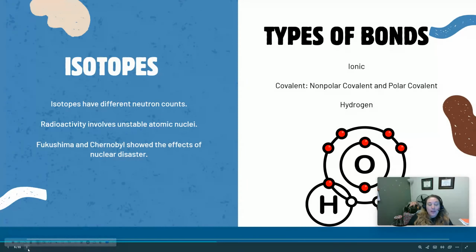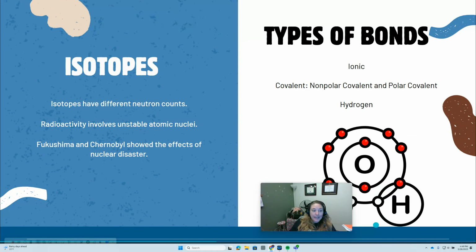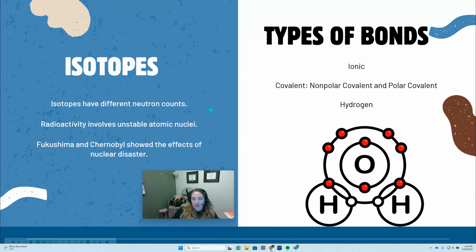Okay. We also have in this chapter the idea of isotopes. Isotopes have a different number of neutrons, but the same protons and electrons. They are radioactive, and this chapter also talks about Fukushima and Chernobyl, showing the effects of that radioactivity, nuclear disasters that occurred in those places.